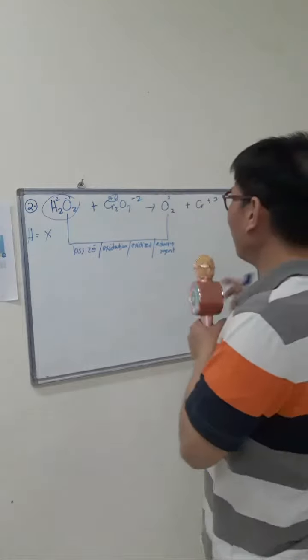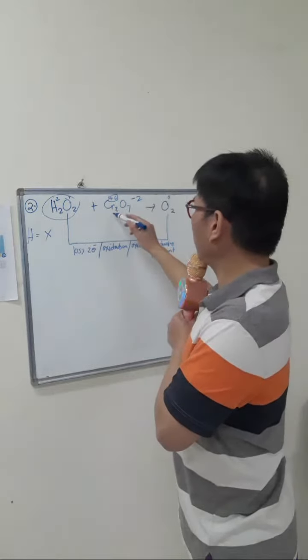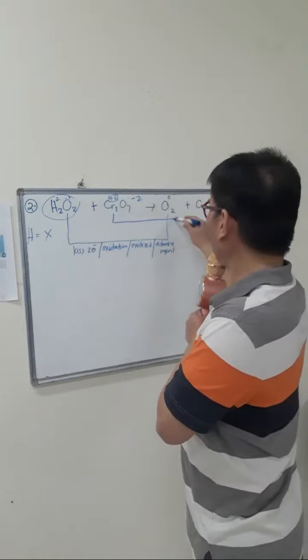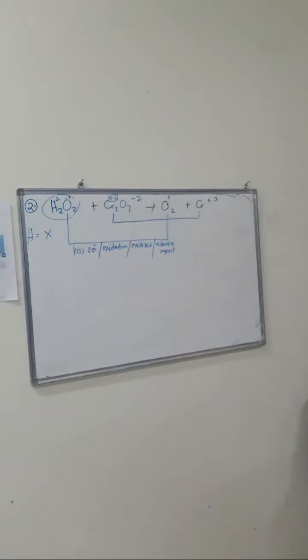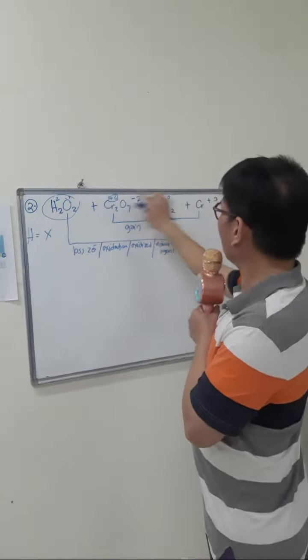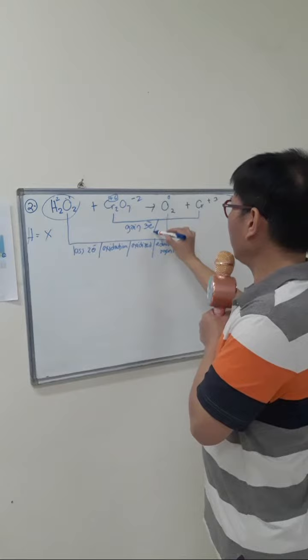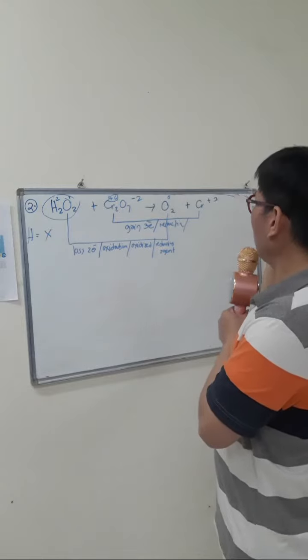Now we have the chromium, right? Chromium here. So chromium is decreasing the oxidation state from positive 6 to positive 3. Decreasing means gain of electrons, from 6 to 3, so 3 electrons. Then there's going to be a reduction, and chromium is being reduced.